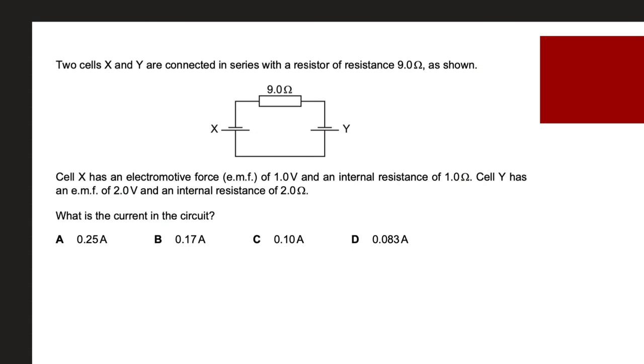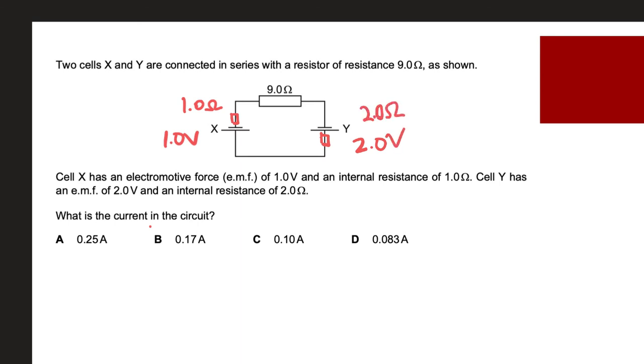Okay, one more example. I have two cells X and Y connected in series with a resistor of 9 ohms. It gives us some information about the cells. Cell X has 1 volt and an internal resistance of 1 ohm. If you don't know anything about internal resistance, I have another video on that. But for now, think of it as having an internal resistor right here in series. Same with this one. And Y is 2 volts and also 2 ohms.